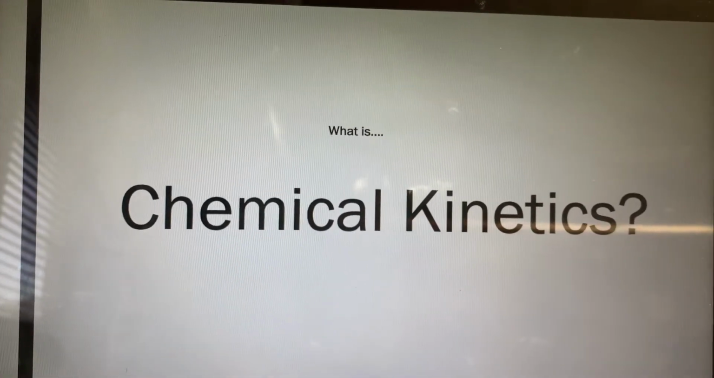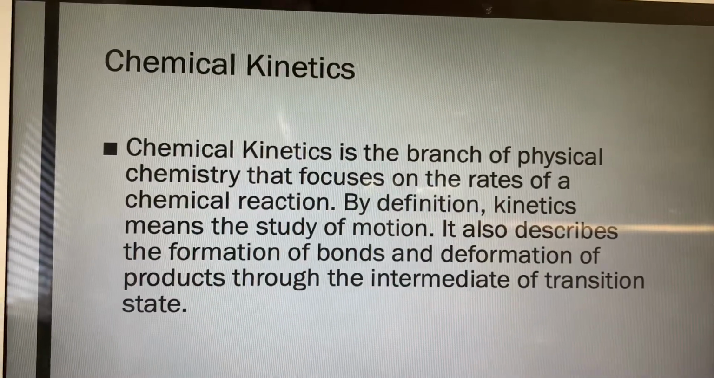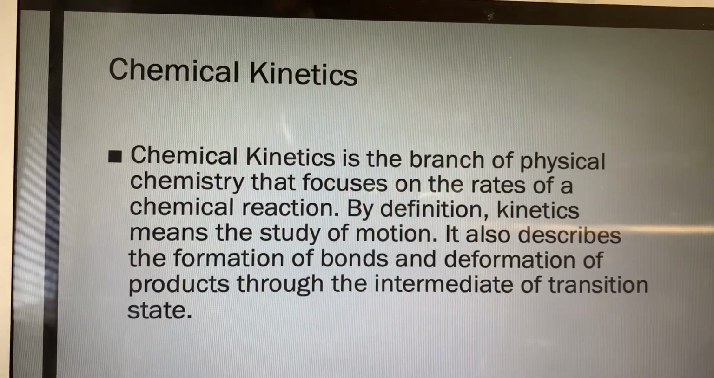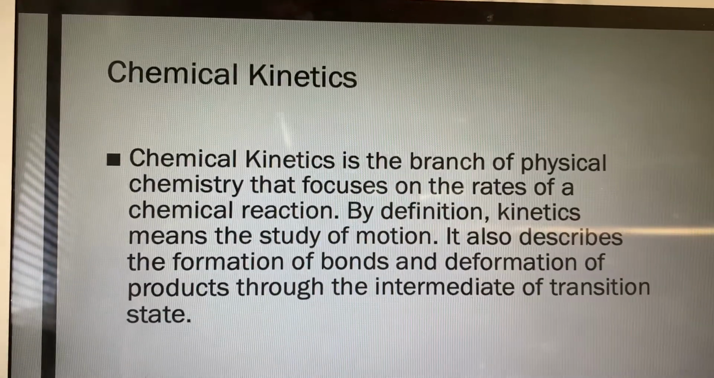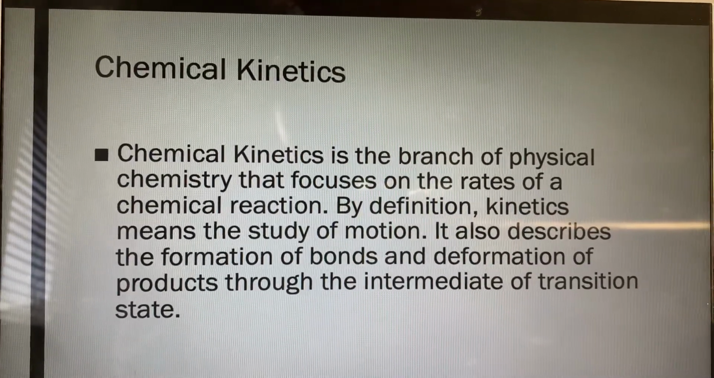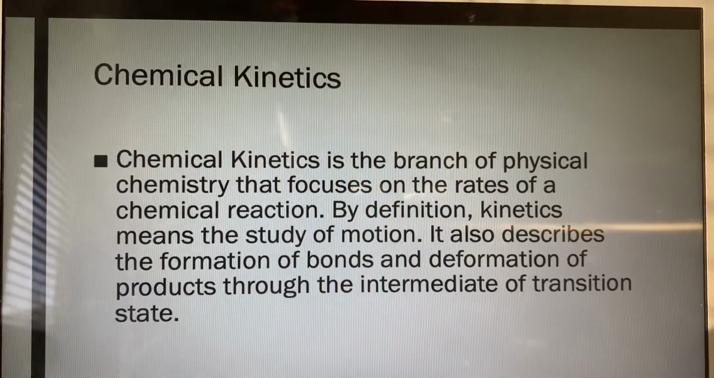What is chemical kinetics? Chemical kinetics is a branch of physical chemistry that focuses on the rates of a chemical reaction. By definition, kinetics means the study of motion. It also describes the formation of bonds and deformation of products through the intermediate of a transition state.